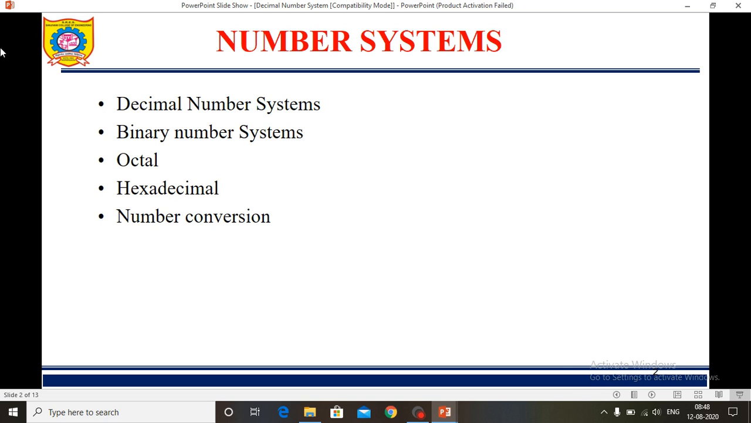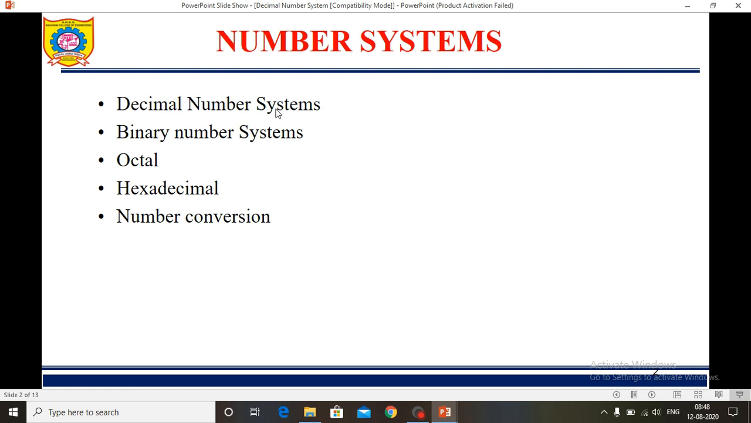So the very first number system is the decimal number system. This is the most common number system, which all of us have been using since our childhood. It is called decimal number system because it has a base of 10. Next is the binary number system. Binary number system means what? It is a number system which has a base of 2. Bi means 2, so it has just a base of 2. It is going to have only 2 digits, zeros and ones.